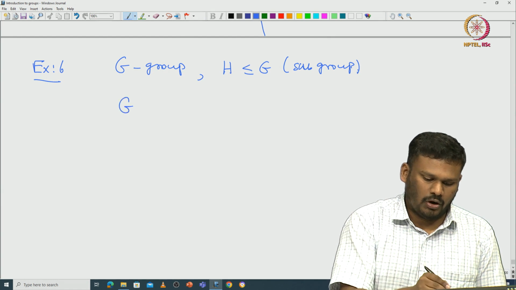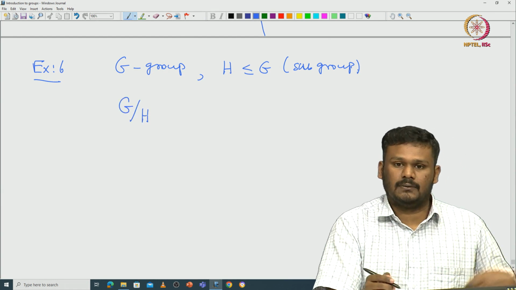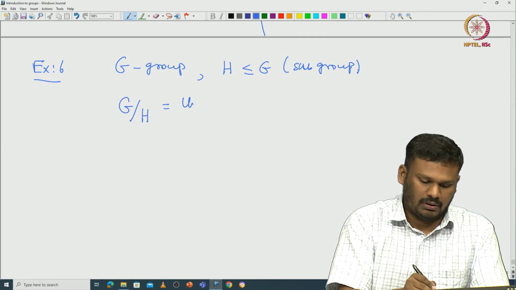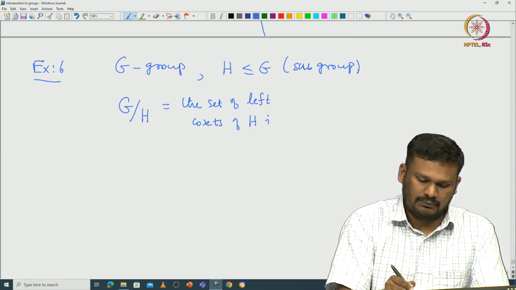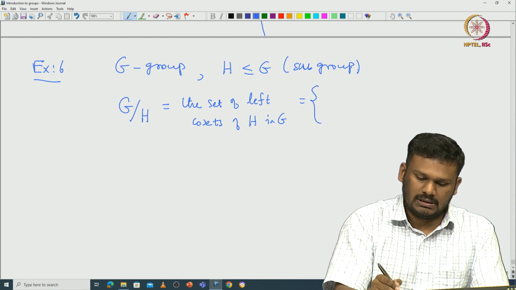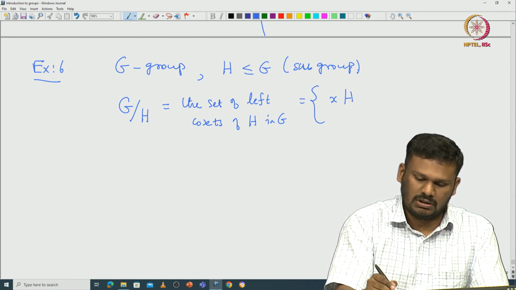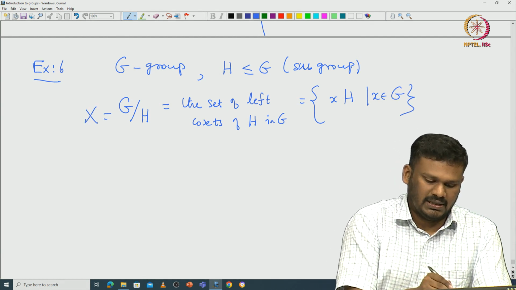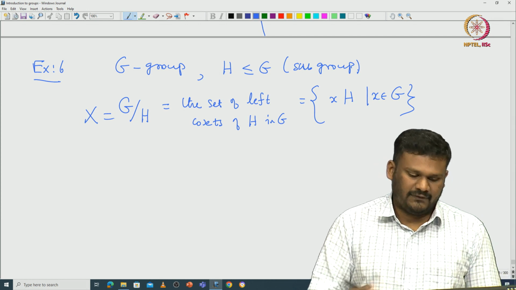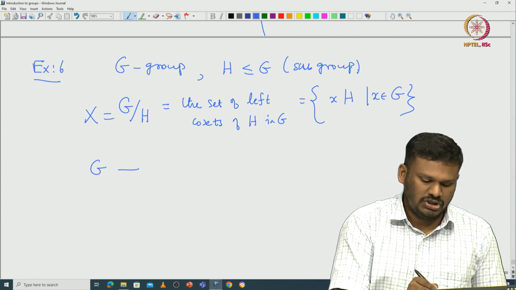Then we can form this G modulo H, which is the set of all left cosets of H in G. So, what it is those xH where x in G. Okay. So, now what we can do, I can take X to be this and then I can define a natural action of G on this X.